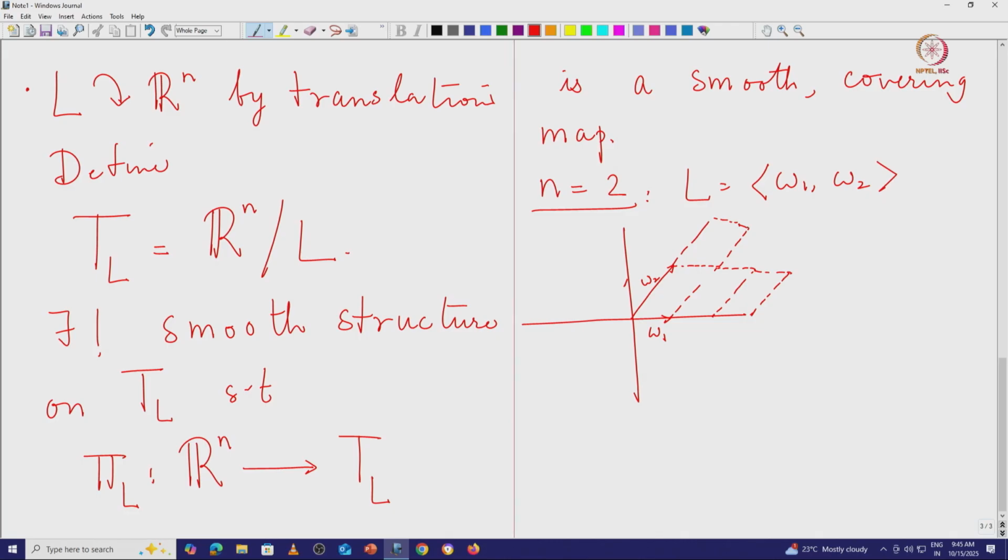I look at this parallelogram, which is called the fundamental parallelogram of this lattice. The fundamental parallelogram, denoted by PL, is just the set of linear combinations Ti omega i such that Ti is only between 0 and 1. So this is called the fundamental parallelogram.